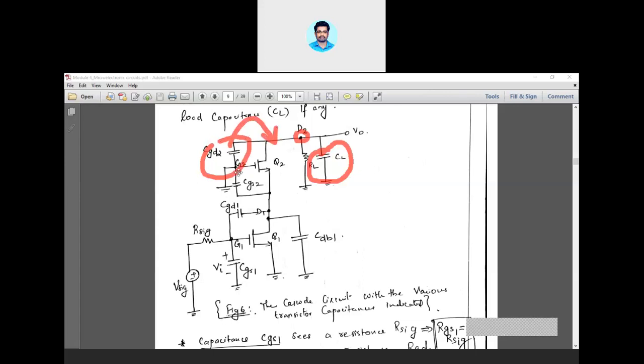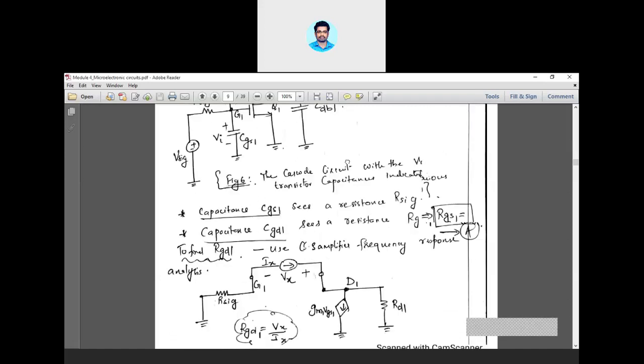The other end is at gate 2, but gate 2 is ground. Here the other end is at ground. So these two grounds are common. Again, these two terminals are drain 2 only. So obviously CL and CGD2 will be parallel with each other. So again the combination will be CL plus CGD2.